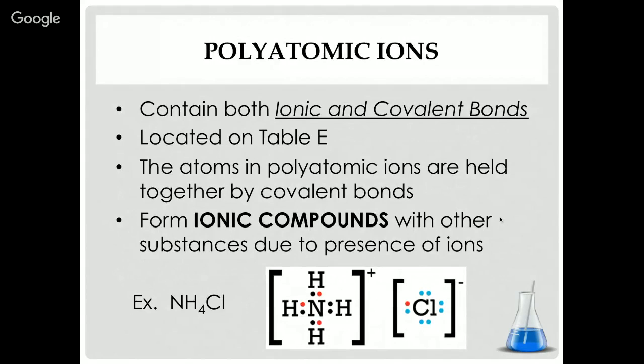Don't forget about table E, our polyatomic ions. When we have a substance that has a polyatomic ion, it contains both ionic and covalent bonds. The atoms in a polyatomic ion are held together by covalent bonds, and they form an ionic compound because ionic compounds are formed by ions coming together. So for example, NH4Cl, ammonium ion, which is NH4+, these bonds are covalent, but the attraction between this ion and this ion is going to be an ionic attraction.